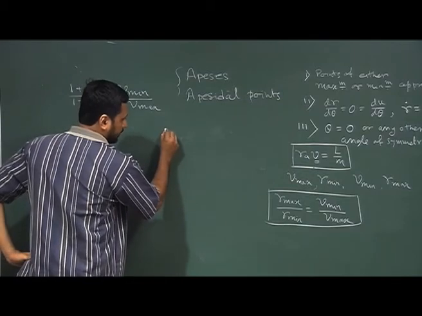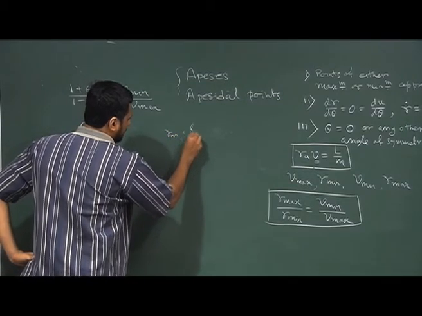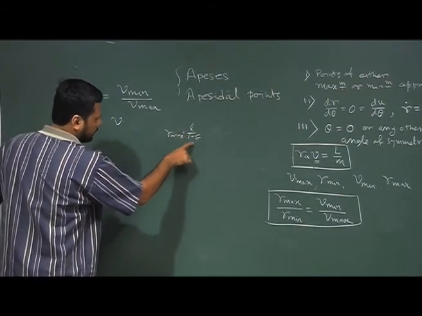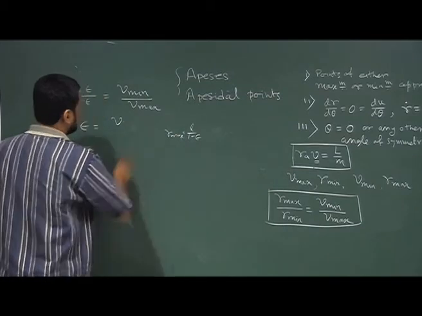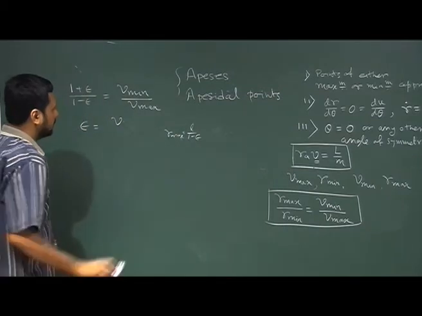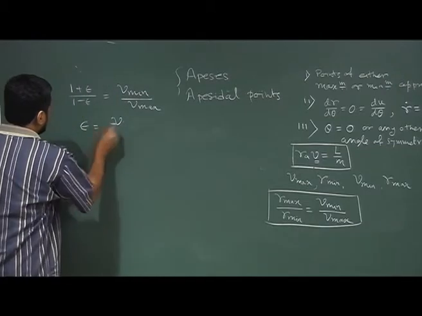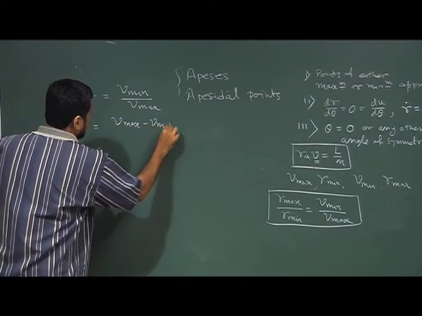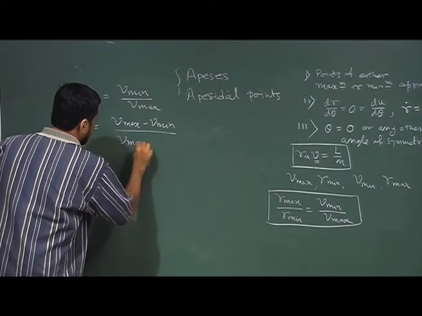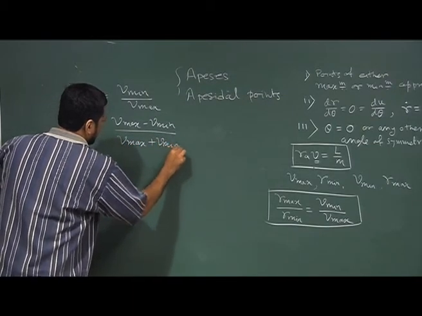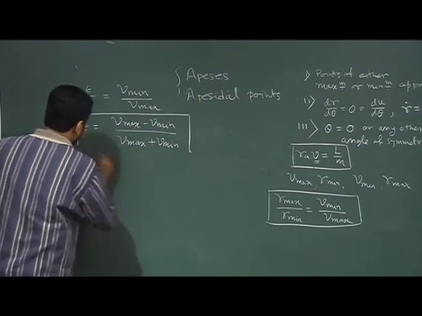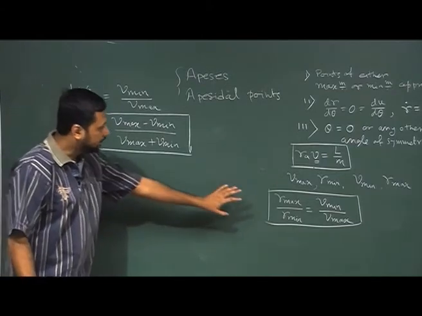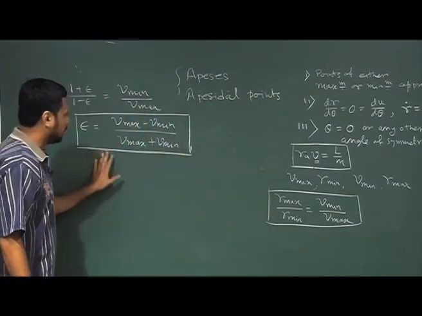r_max is equal to L by 1 minus epsilon. So, if we perform this, we see that epsilon will be (v_max minus v_min) divided by (v_max plus v_min). And please remember that this is specially for the elliptical orbit, it is not a general relation. The earlier relation is a general relation, but this one is not.